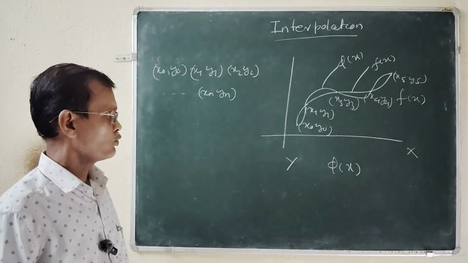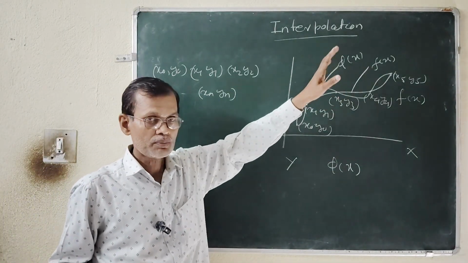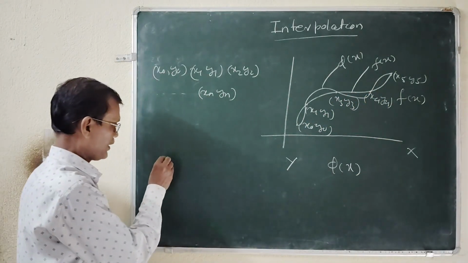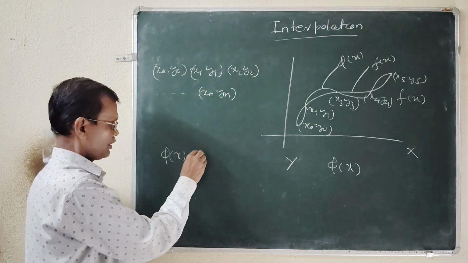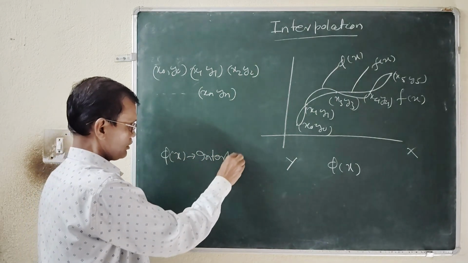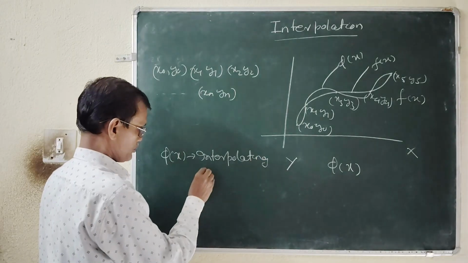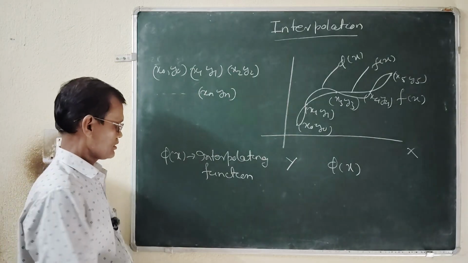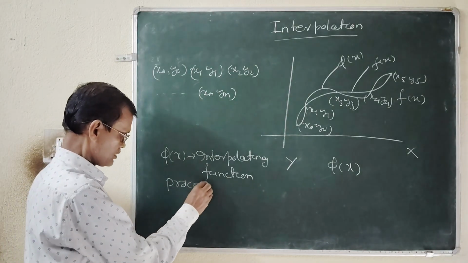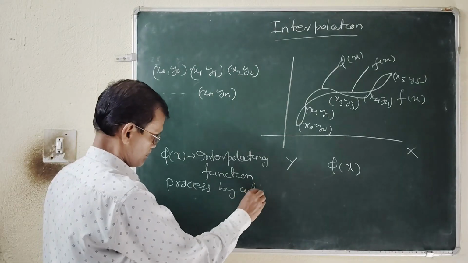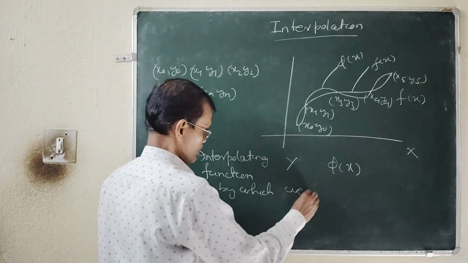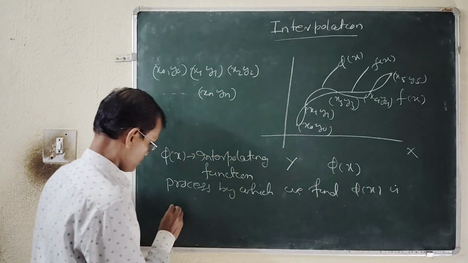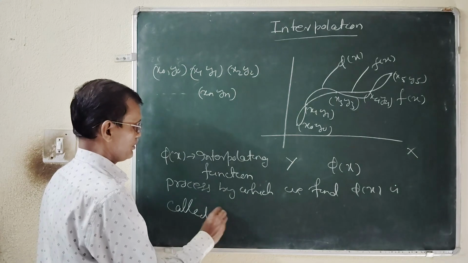f(x) is not known, but we are able to design the function phi(x) which matches with f(x) at the given data points. Then this phi(x) is called the interpolating function, because phi(x) matches f(x) at the desired points, and the process by which we find phi(x) is called interpolation.